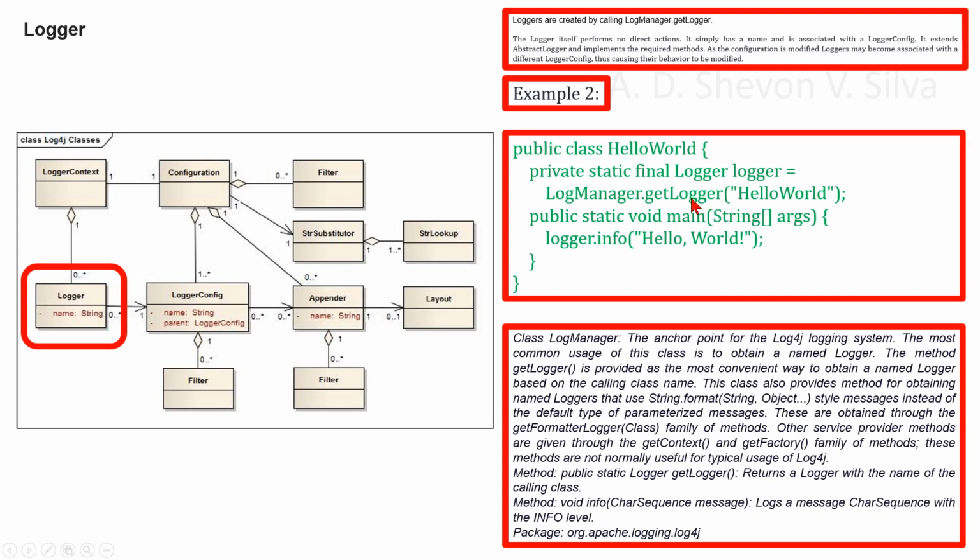This class also provides methods for obtaining loggers that use string.format string objects style messages instead of the default type of parameterized messages. These are obtained through the getFormatterLogger family of methods. Other service provider methods are given through the getContext and getFactory family methods. These methods are not normally useful for typical usage of Log4j.